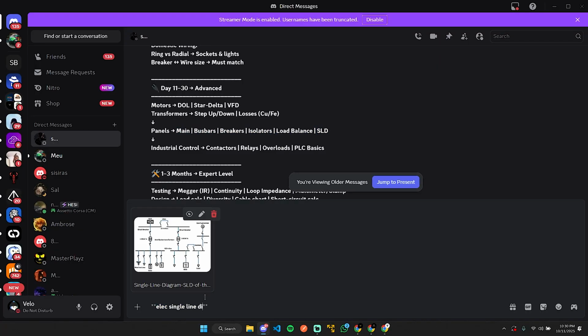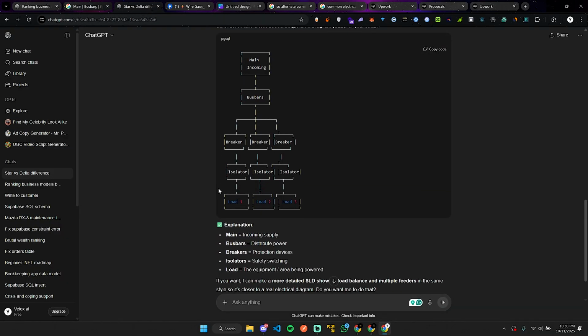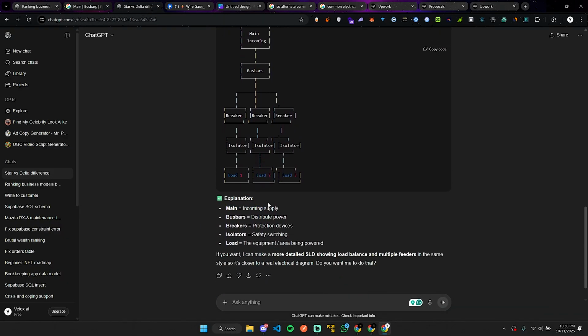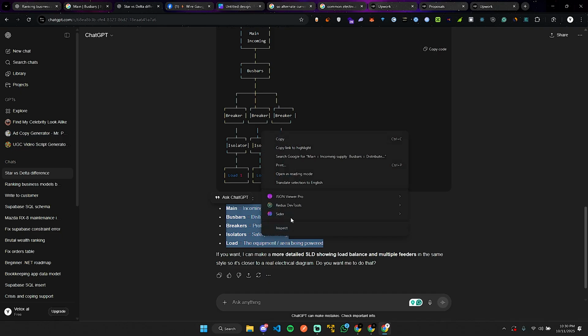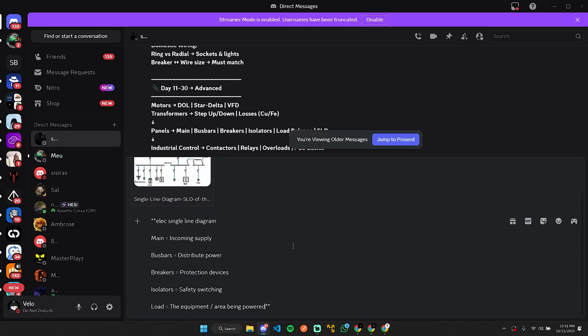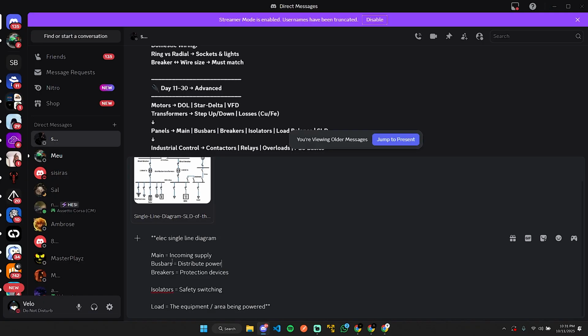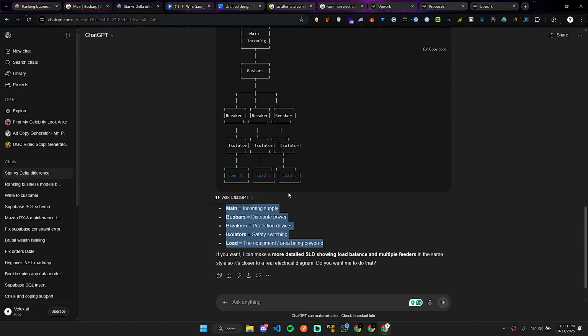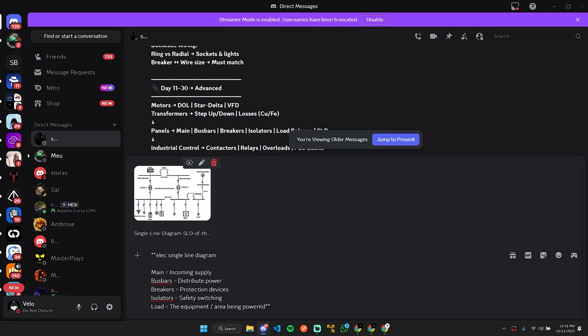SLD. Alright, main incoming power supply. Busbars distribute power. Breakers are protection devices, safety switching, isolation. Load is the equipment and area being powered. Nice. Alright. Let's get a screenshot of this.